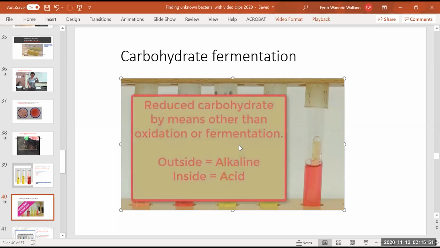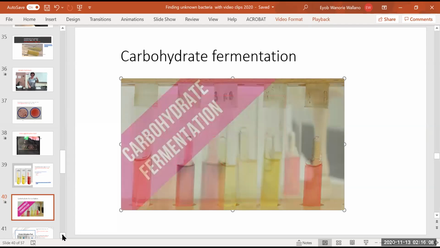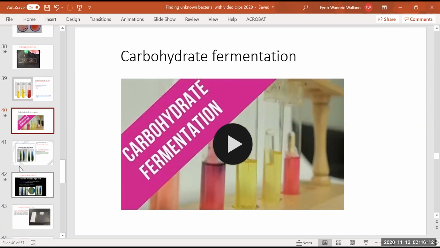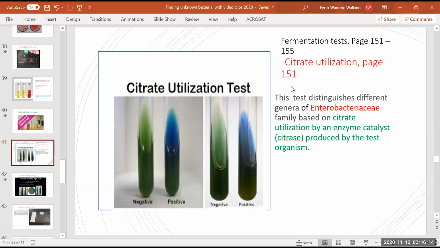This means that the bacteria have means other than oxidative or fermentative to reduce carbohydrate, and so the outside of the tube would be alkaline while the inside of the tube would produce acid. The other reaction is going to be citrate utilization.